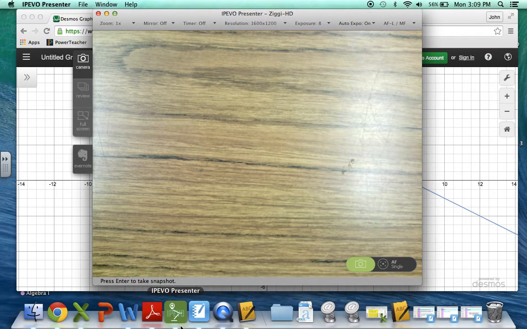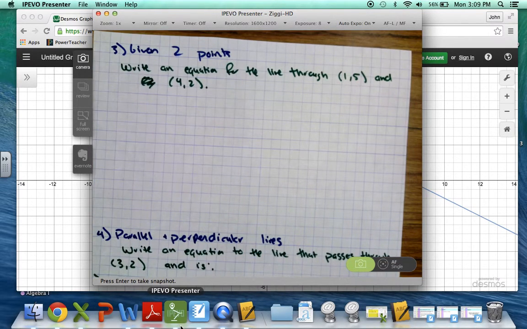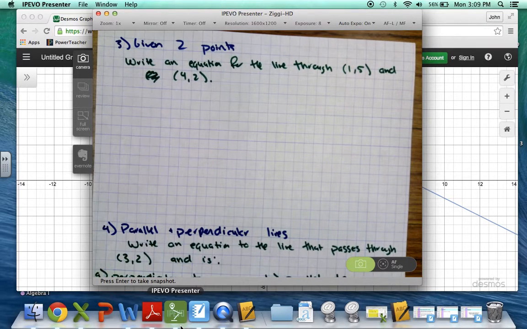Other example. Now what you can be given is 2 points. The question will look like: write an equation for the line that passes through the points 1, 5 and 4, 2. So in the previous example, we had a slope and we just took a point and plugged it in. Now we don't have that. So what we have to do first is find that slope.